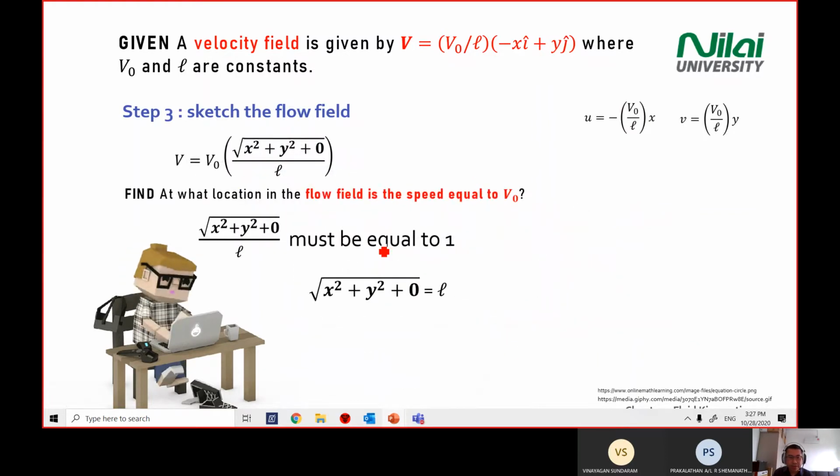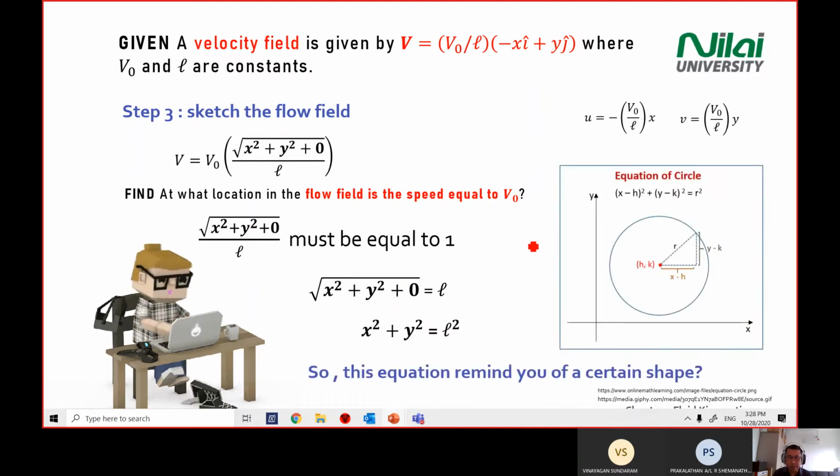You rearrange because this equation equals 1. We arrange it so we get x squared plus y squared plus 0 equal to L. And then you rearrange again. You get x squared plus y squared equal to L squared. So I think you should be able to see the shape. If not, I'm going to show you also. This is actually an equation of a circle.